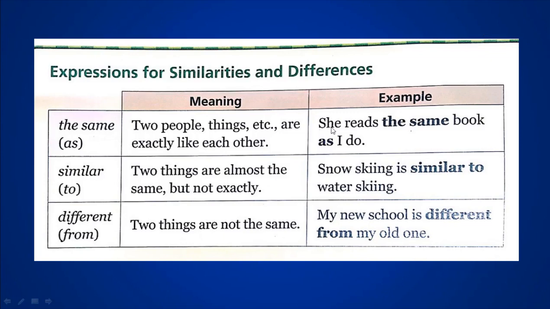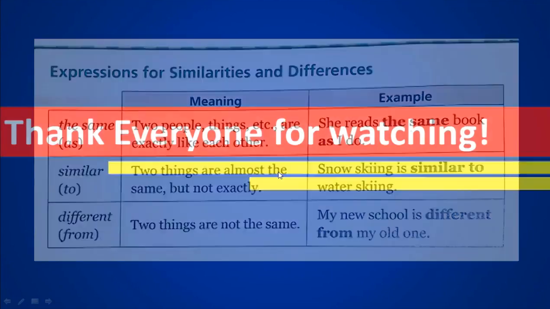You can see the example here: she reads the same book as I do. So it means that the book she reads and the book you read are the same. So you can say the same as, okay? And similar to: snow skiing is similar to water skiing. So snow and water are not the same, but they are a little bit similar, like they use skis in the same way. And for differences: my new school is different from my old school. Maybe your new school has a playground, and your old school is without a playground or without any library. So we compare two things that are not the same.